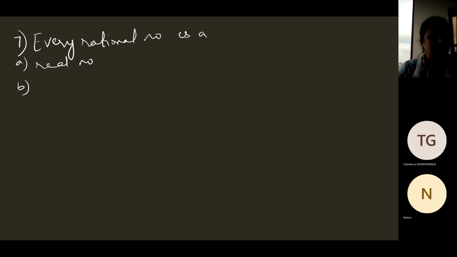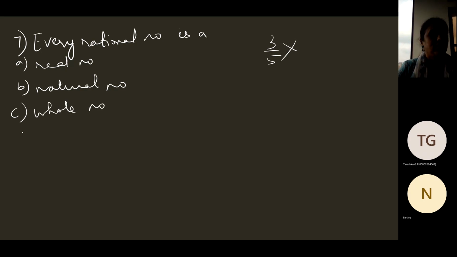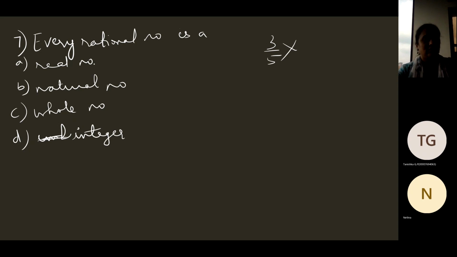Every rational number is a natural number? No. See, 3 by 5 is a rational number, but it's not natural. Okay, then whole number. Then integer. So which is the correct option? Every rational number is a real number is the correct option.